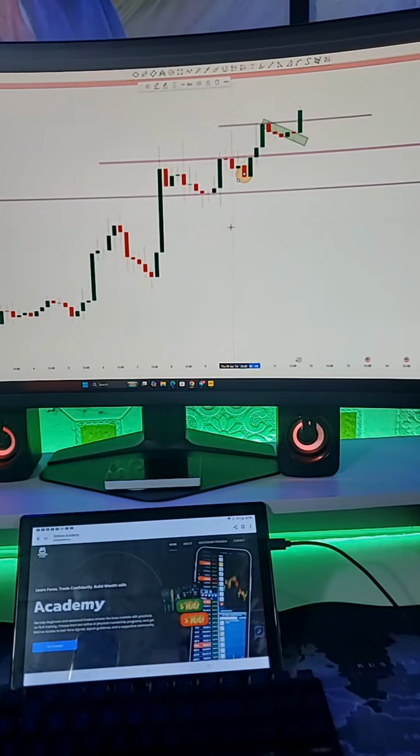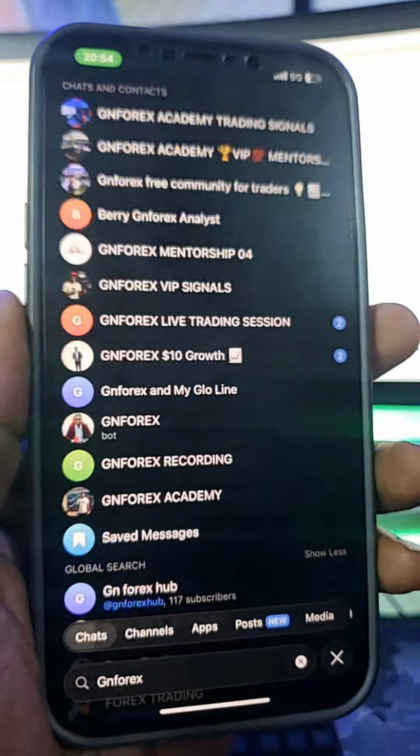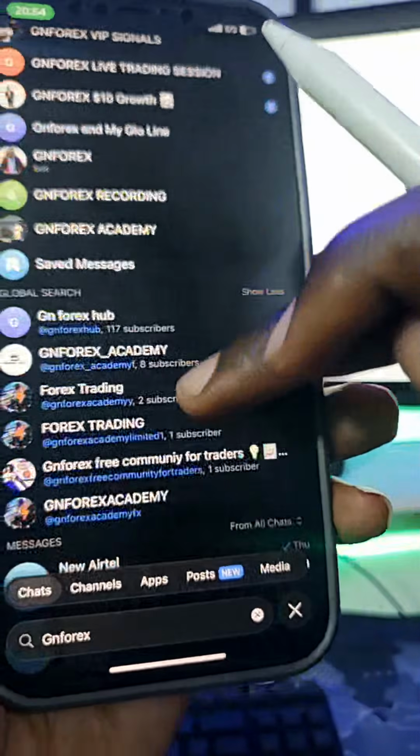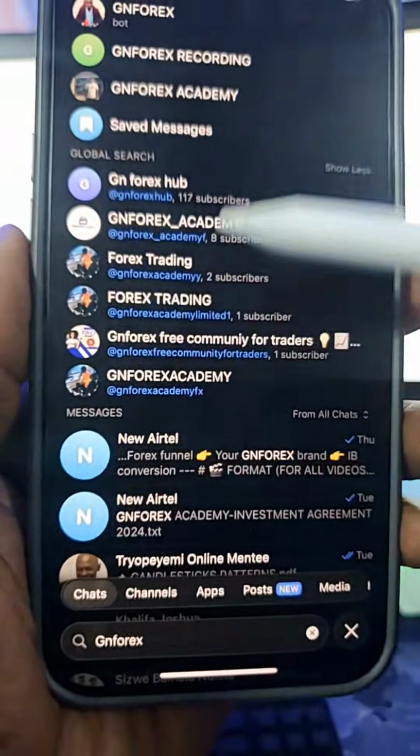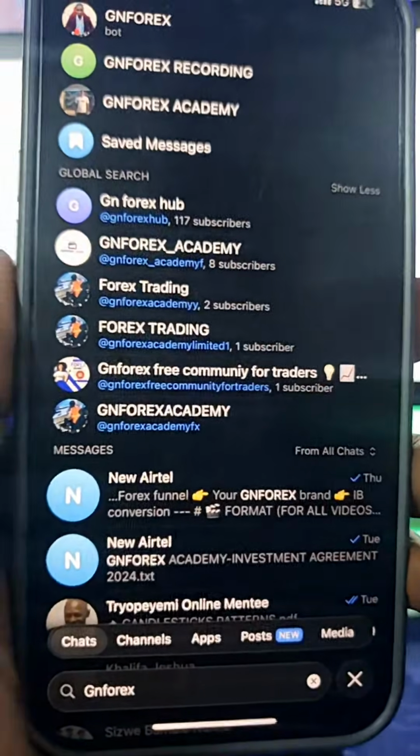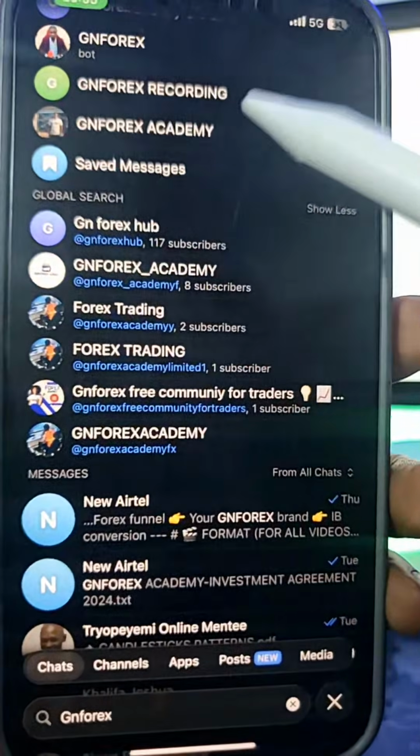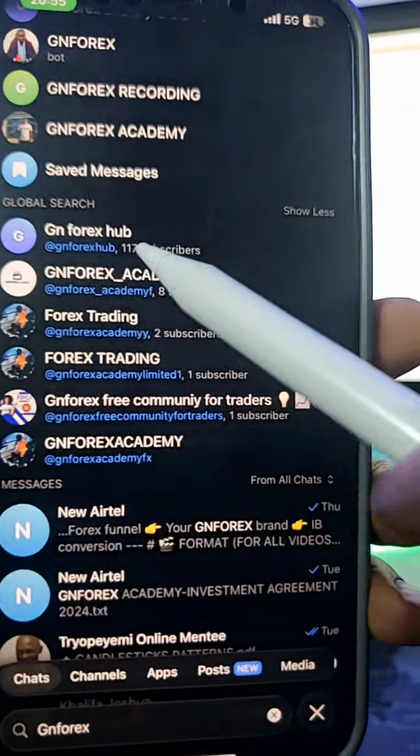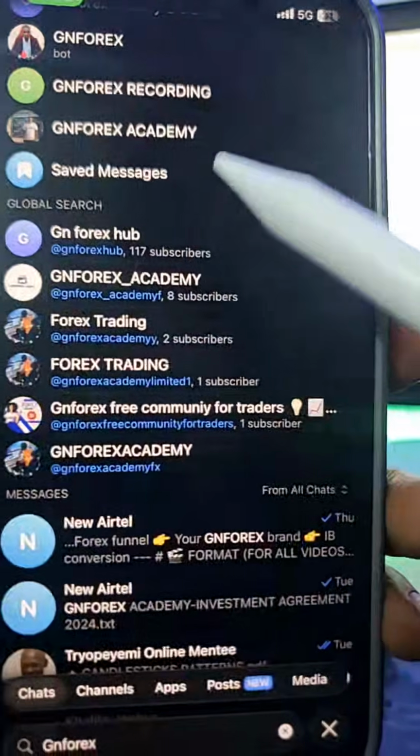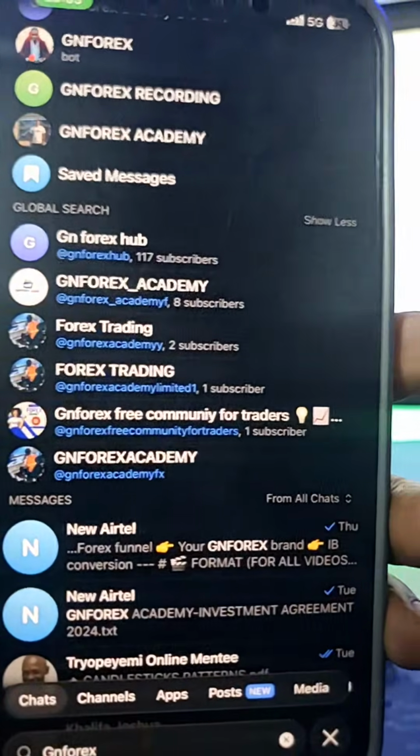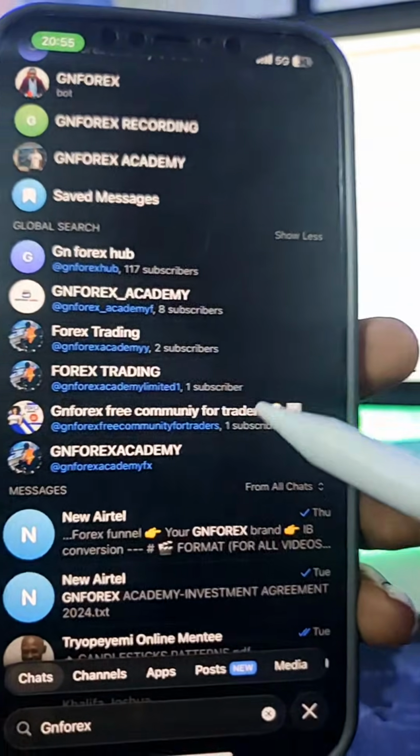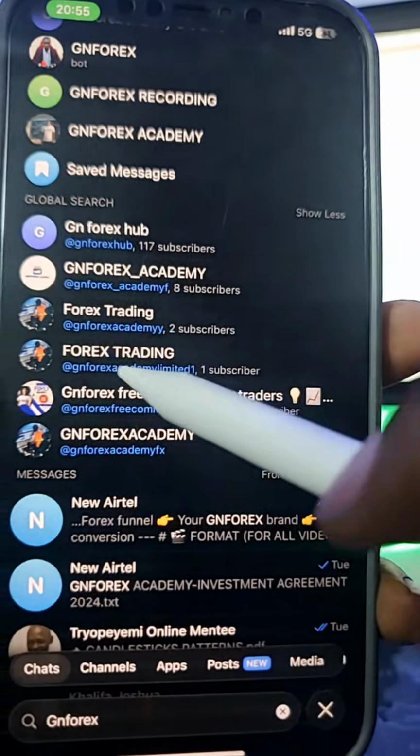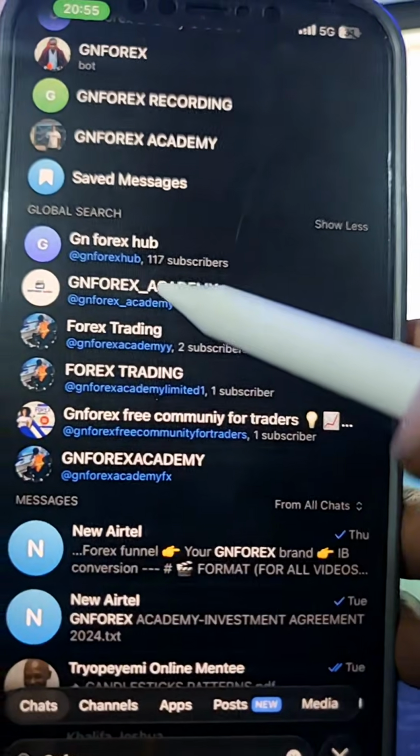Can you just fall for something like this? Guys, please, you should be careful. If you ever go to my Telegram community, you will see all of this here. I am not responsible. You can see the global set, but the people are actually using the first one here, GN Forex Up, with 170 subscribers. No big news. See the one that just collected $200 from somebody now. This particular one, GN Forex underscore Academy.